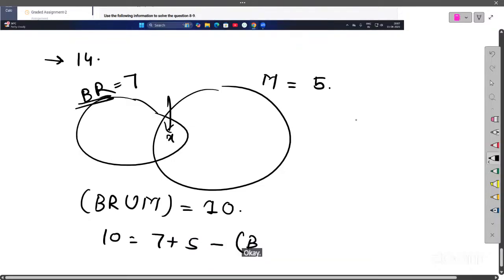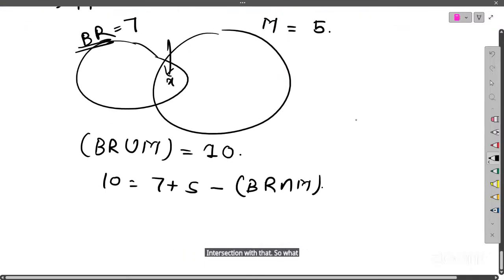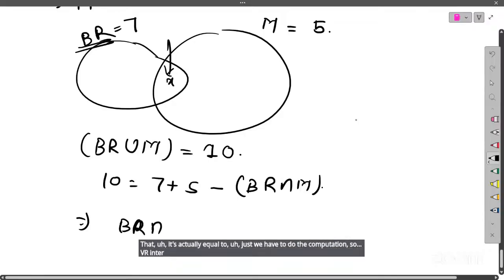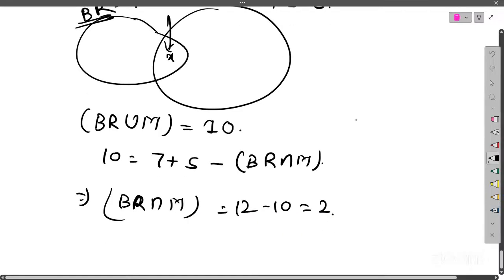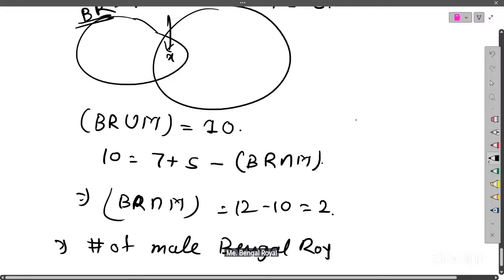But we don't know what the intersection is here. So we can find out the value of the intersection by just doing the computation. BR intersection with M is equal to 12 minus 10, that is equal to 2. So we can say that the number of male Bengal royal tigers is equal to 2.